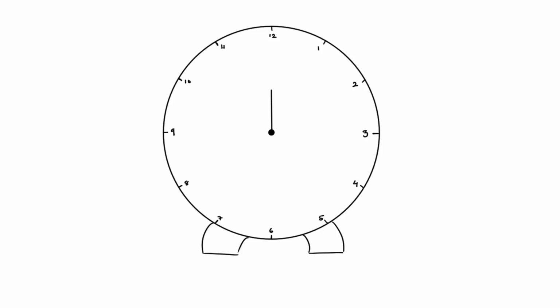This is the problem that I wanted to ask before getting into the next problem. In this problem I have an analog clock showing us 5:30. Now we have to find the exact time between 5:30 and 6 o'clock at which the angle between the hour hand and the minute hand is going to be 90 degrees. So please pause the video and try it out on your own.